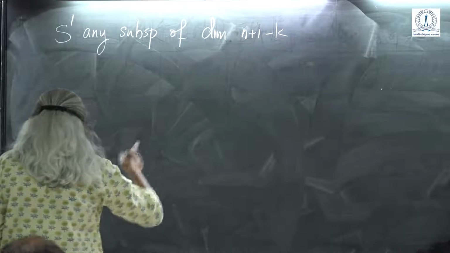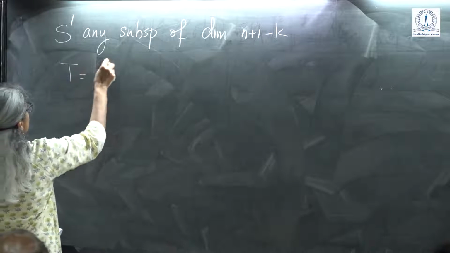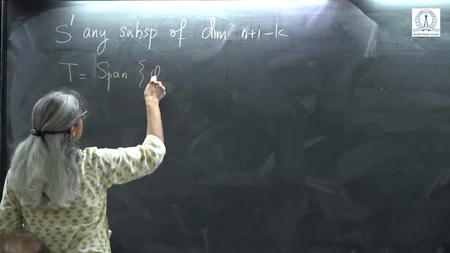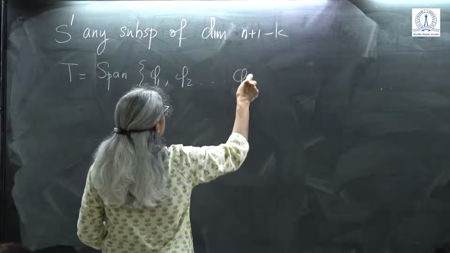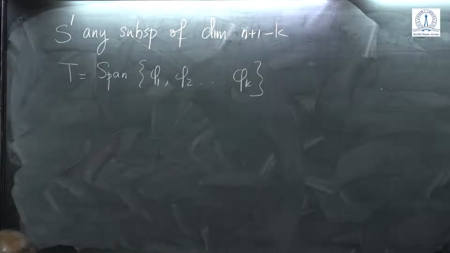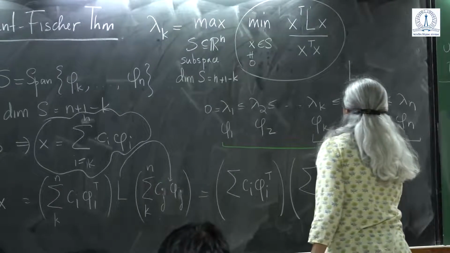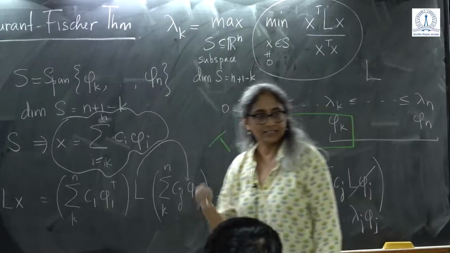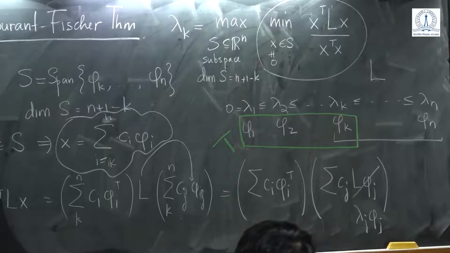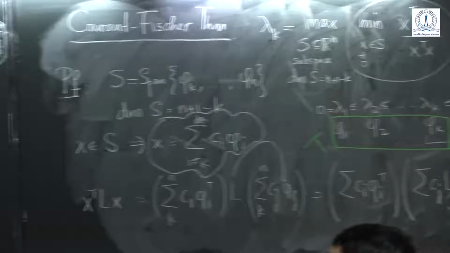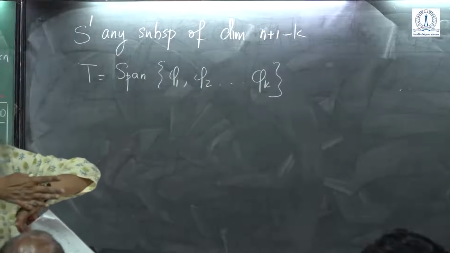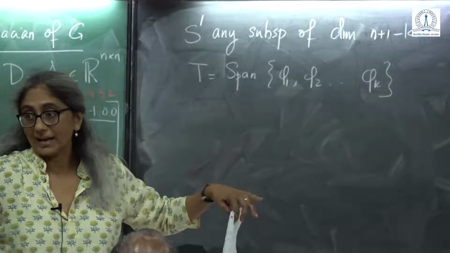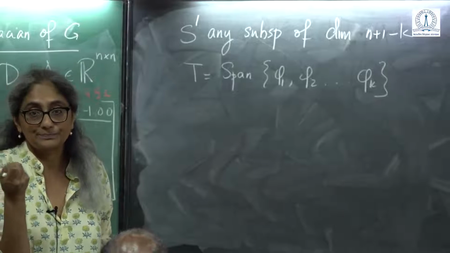Good, okay, so this is something like there. And now let's also let T be the span of the first k eigenvectors, phi 1, phi 2, up to phi k, okay? So in this picture over here, we are taking these guys from here to here. That's T. So I'm taking the span of the first k, and S prime is just some arbitrary thing of dimension n plus 1 minus k. Will those two subspaces intersect non-trivially? Yes, right? Because the dimensions add up to more than n, so they have to have something in it that's not 0, okay?